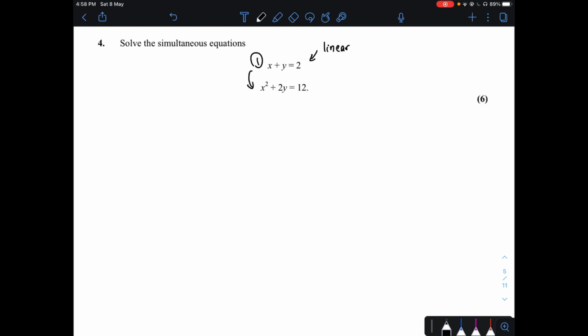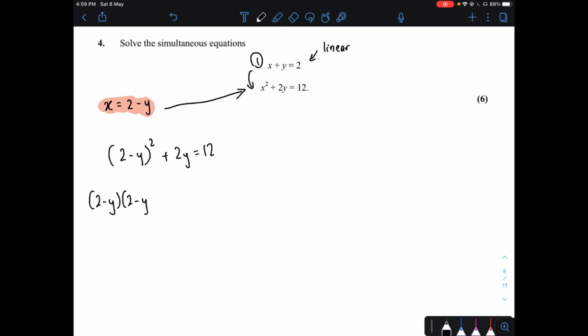So what I usually do is I make x the subject or y the subject. Any case it works. Now for this scenario, I'll just make x the subject, so that will be x equals 2 minus y. So that's our first equation that we're going to use. So we're going to plug that equation into here. So that will be what? So 2 minus y squared plus 2y equals 12. So we have to expand the bracket. So that will be 2 minus y squared plus 2y equals 12.